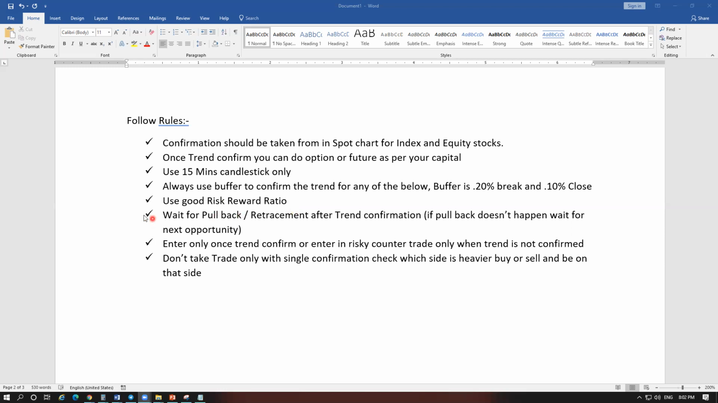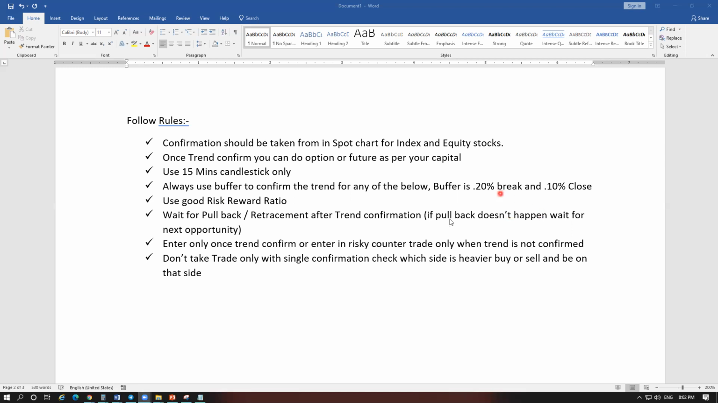And the main thing, wait for a pullback or a retracement after the trend confirmation. Once the trend is confirmed, you selected the stock, trend also confirmed, suppose buy is confirmed, but always wait for a good pullback. If the pullback doesn't happen, wait for the next opportunity. Either the next day or the same day you will get the opportunity. But if the pullback doesn't happen, just leave the trade.